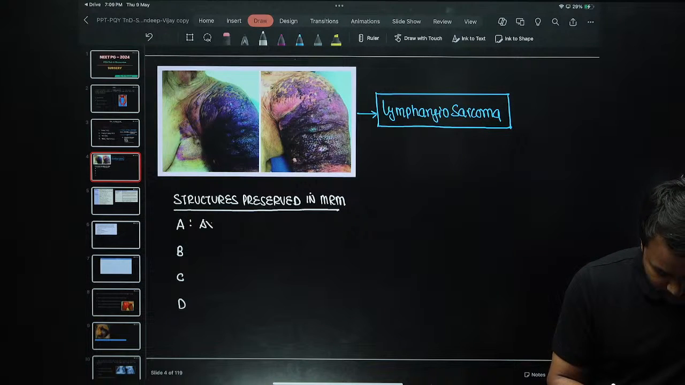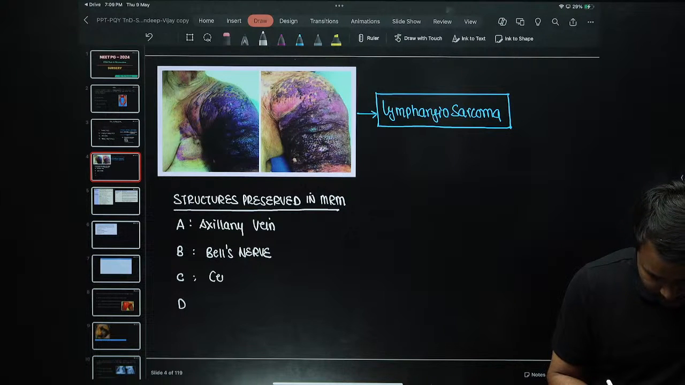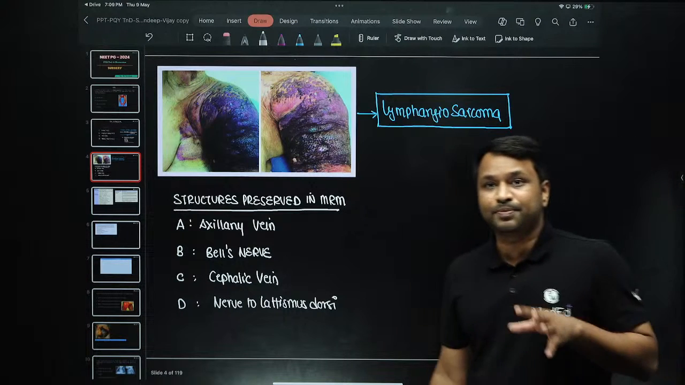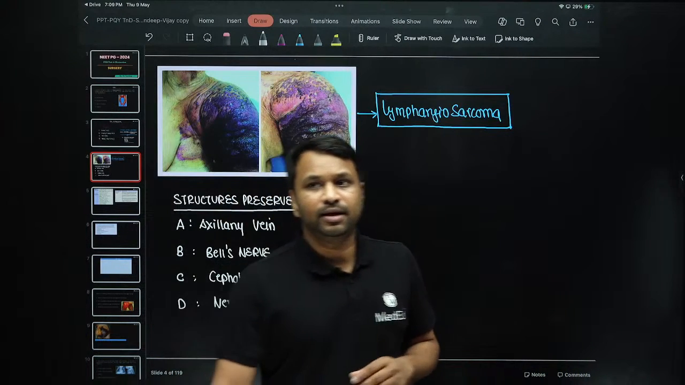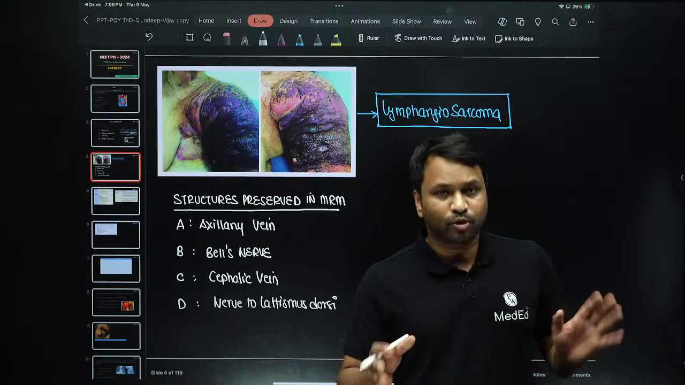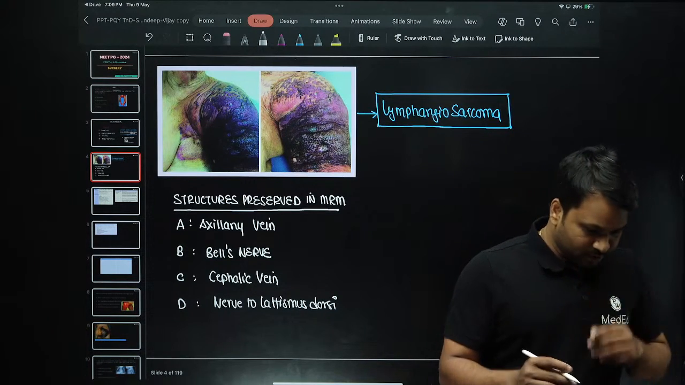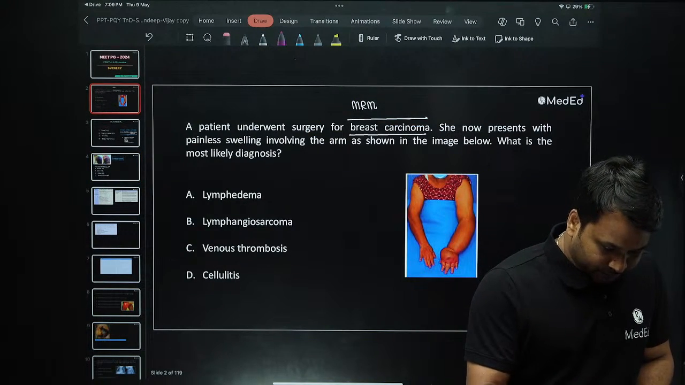Now, A stands for axillary vein, B stands for the Bell's nerve, that is the long thoracic nerve, C stands for the cephalic vein, and D stands for nerve to latissimus dorsi. The first three are absolutely important and the rest can be taken care of, right? So, structures preserved in modified radical mastectomy are the axillary vein, the Bell's nerve, the cephalic vein, and the nerve to latissimus dorsi. So, coming to our question.